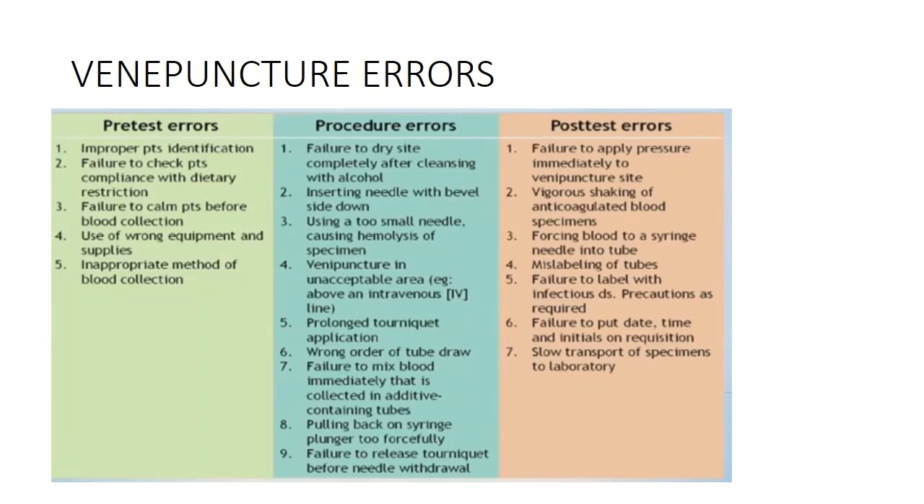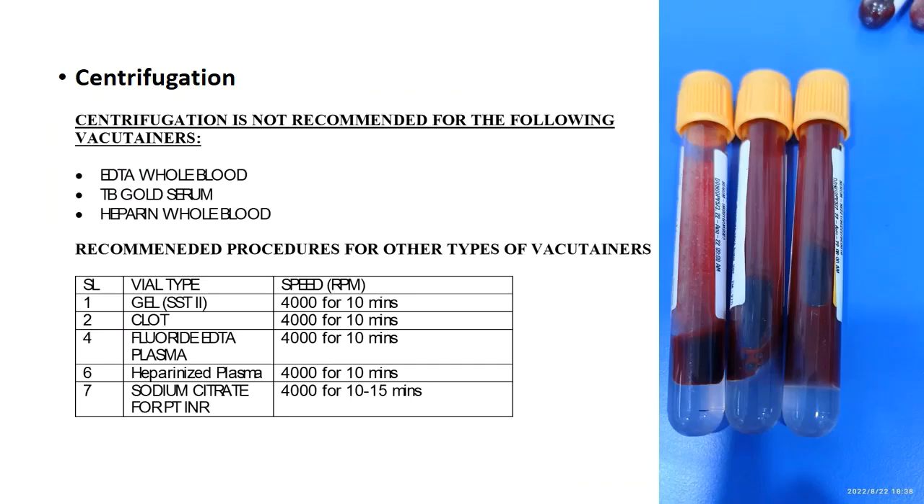So centrifugation, that is very important. See here, due to inadequate centrifugation, all the bloods have been hemolyzed. Centrifugation is not recommended for vacutainers like EDTA, TB Gold and heparin. For the rest of the tubes, like gel tube and clot tube, the ideal speed is 3500 or 4000 RPM for 10 minutes. For citrate also, this is the ideal RPM.